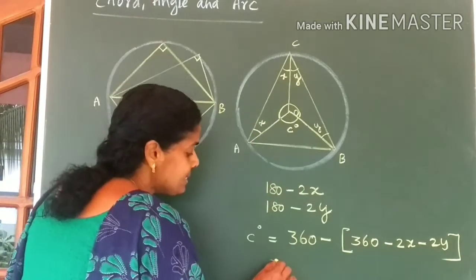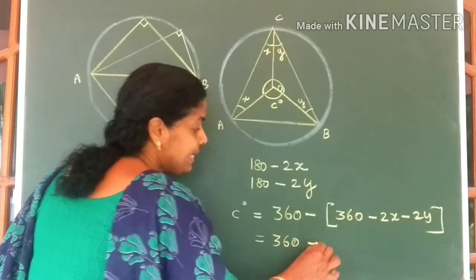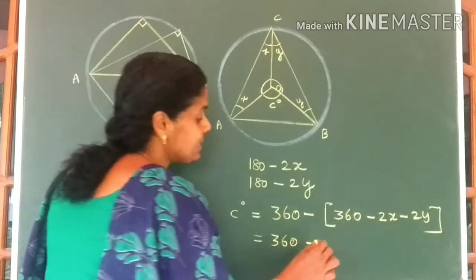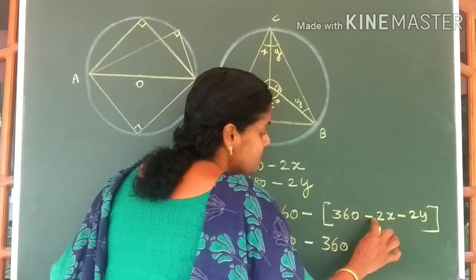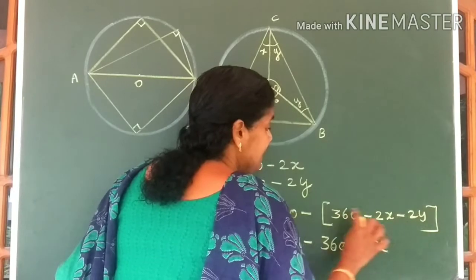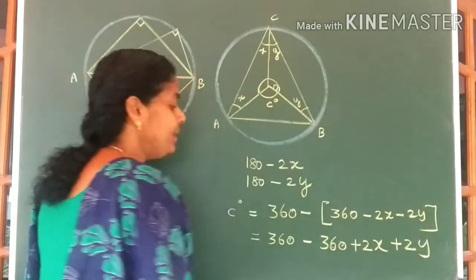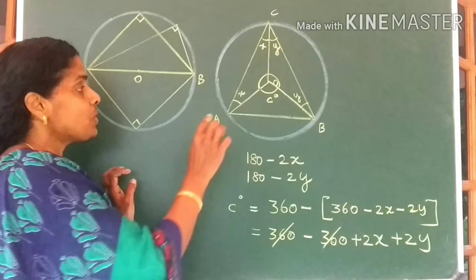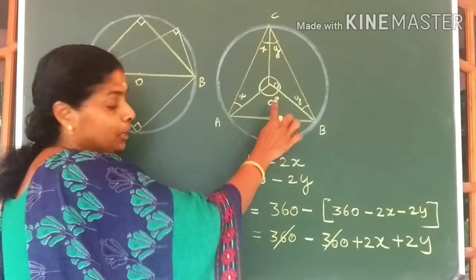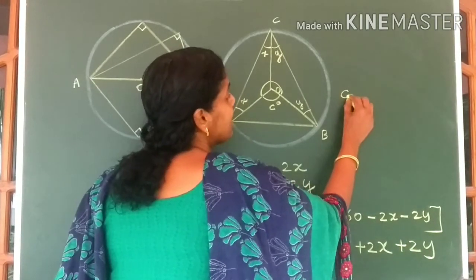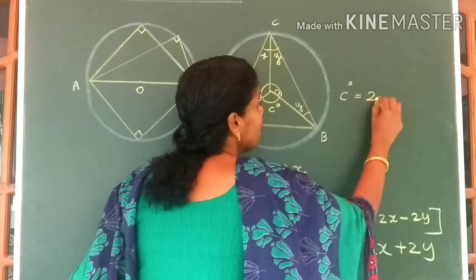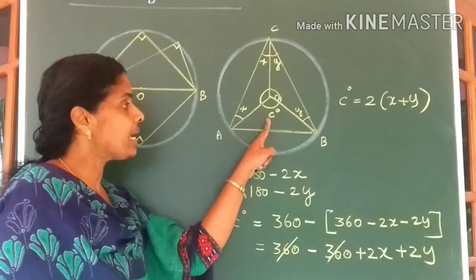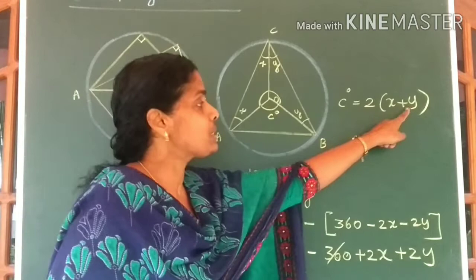Clear, children? Now this is equal to 360 minus of, this minus is common for all the three terms here. So you will get minus 360 plus 2x plus 2y inside the bracket. Now what happens? Minus 360 cancels with plus 360. So you get this angle C to be equal to 2x plus 2y. Otherwise we can write angle C is equal to 2 into x plus y, where 2 is the common term taken outside.